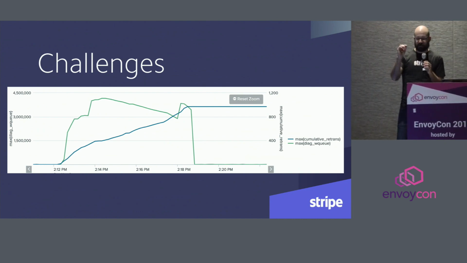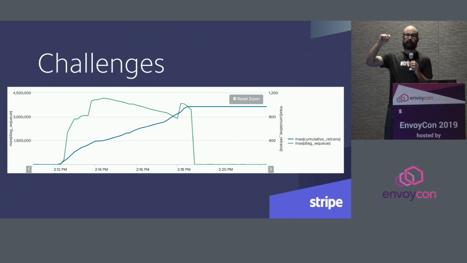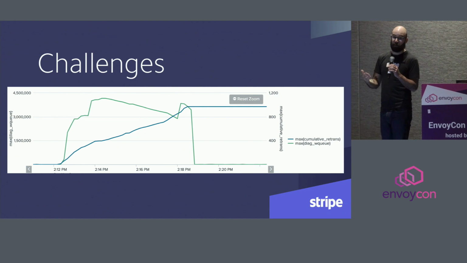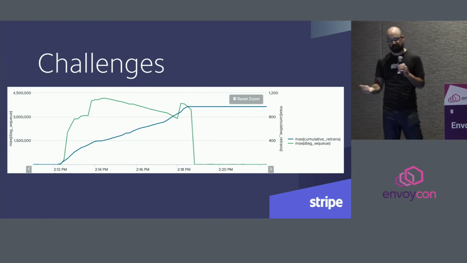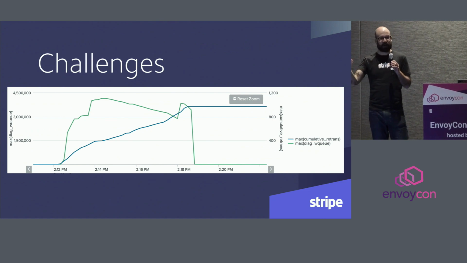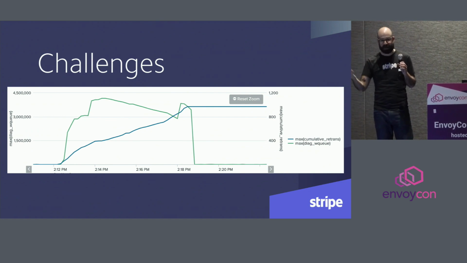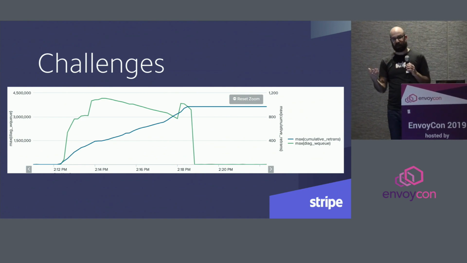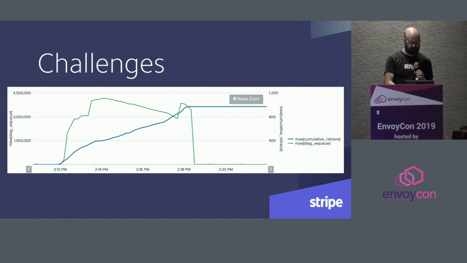And the green line is a measure of the kernel's write queue, so the data backing up that's unable to be sent over the wire during that time of retransmits. So this kind of makes intuitive sense, right? Retransmits are happening, the kernel's backing up. For the customers, that means increased latencies, timeouts, things that are not great.